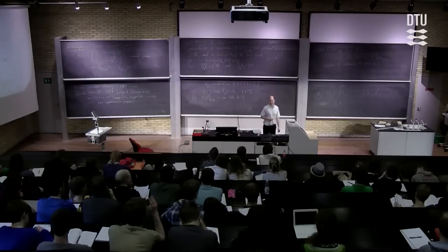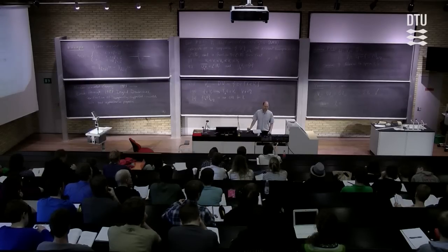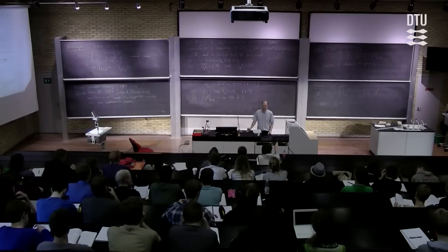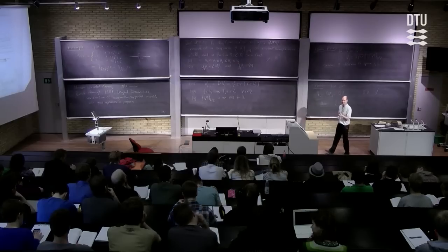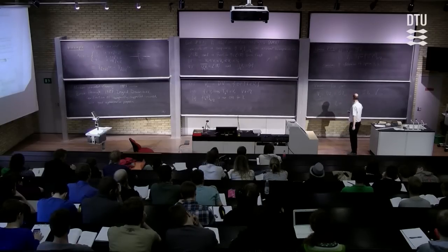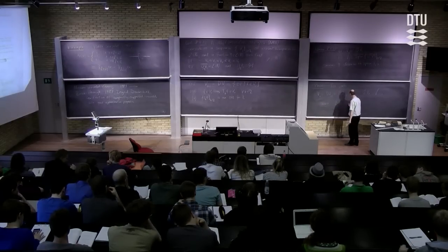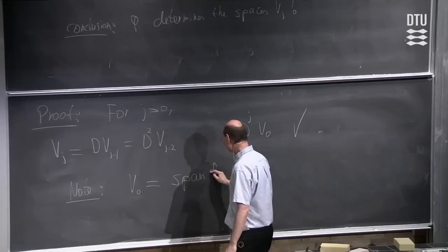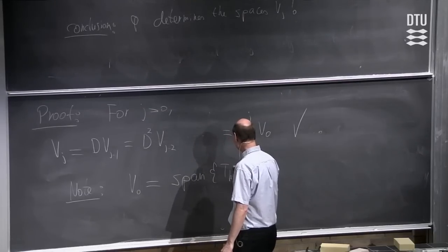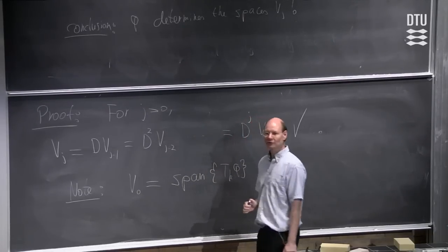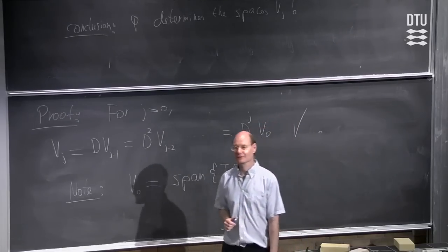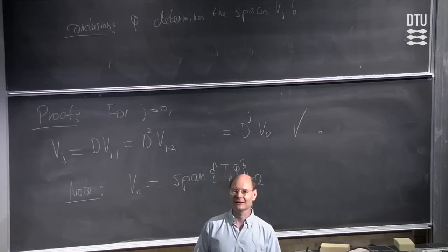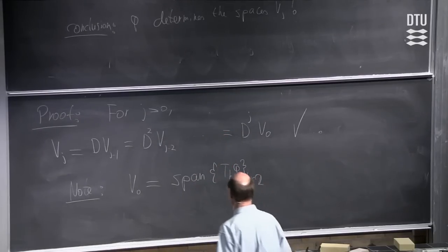Lennart? Yeah, because that V0 is just the span of all the translated functions of phi. So you mean translated? Translated, yes. So you say V0 is the span of all translated versions of the function phi. Yeah. This is almost correct. Almost. And Andreas? We need the closure. We need the closure, yes.